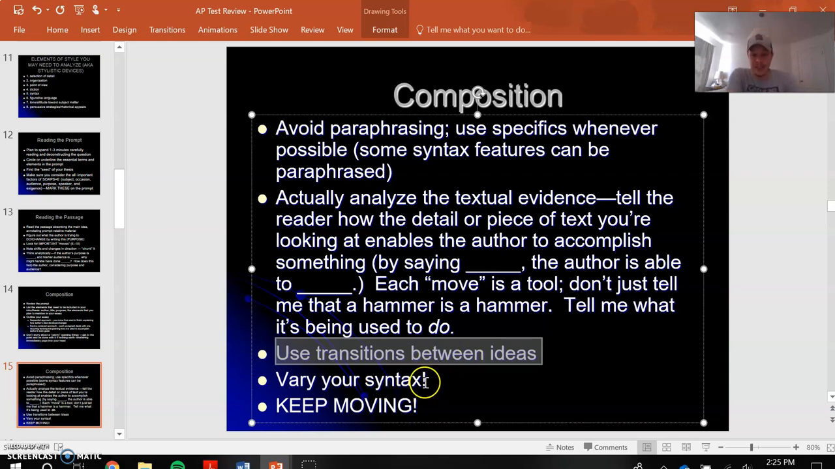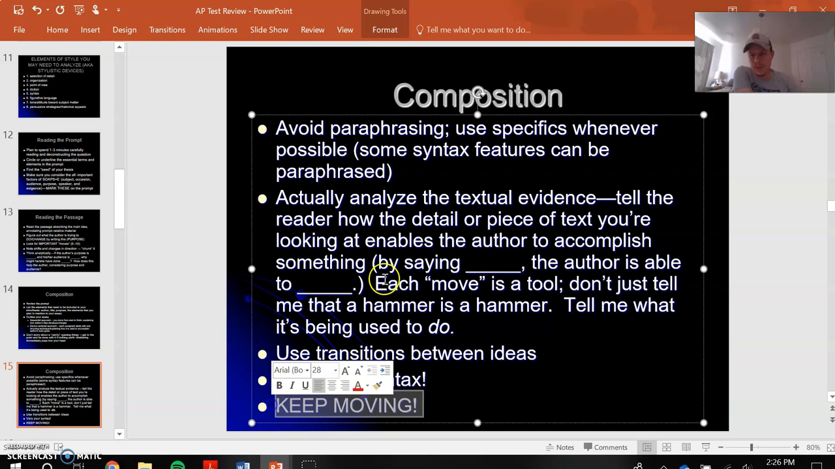You want to try to vary your syntax, meaning you want to avoid using the exact same structure again and again, because that starts sounding redundant really quickly. That's going to lessen the chance that you're going to get that sophistication point. And most importantly, or well, at least a pretty important point, maybe not the most important, but I want to stress, guys, that you need to just keep moving.